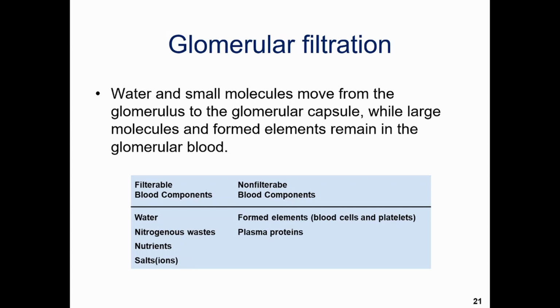Things that are not going to filter, meaning they're going to stay in the bloodstream, they're not going to end up in the nephron, are things like plasma proteins. Remember, proteins are really, really big molecules. And the formed elements. So things like red blood cells, white blood cells, and platelets. They're also really big. They're not going to filter. They're going to stay in the bloodstream, just as they should. So we're only filtering out things that are small. Things like water, things like urea, things like glucose, and things like salt ions, like sodium.